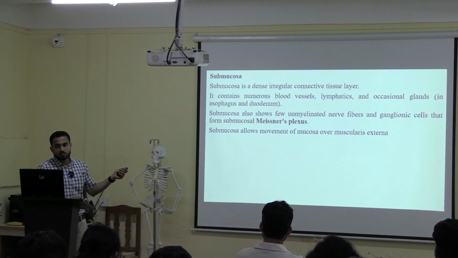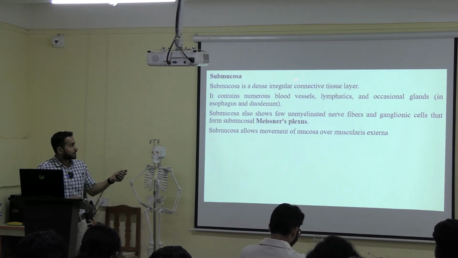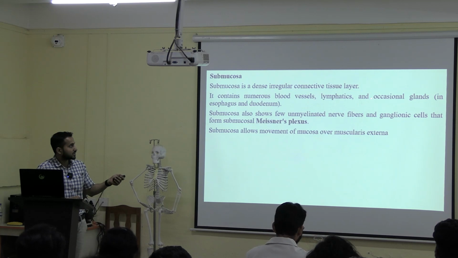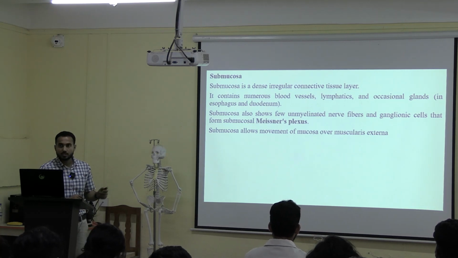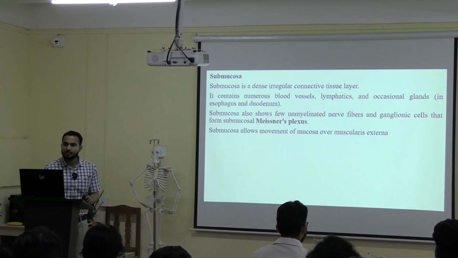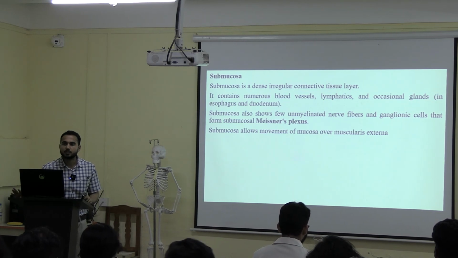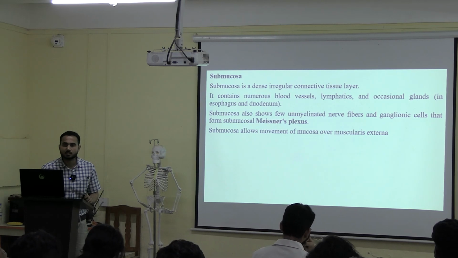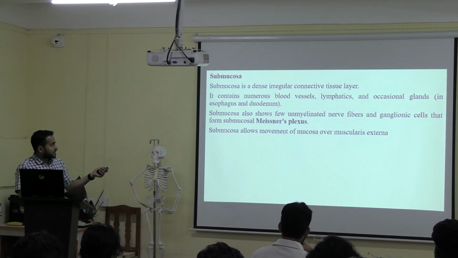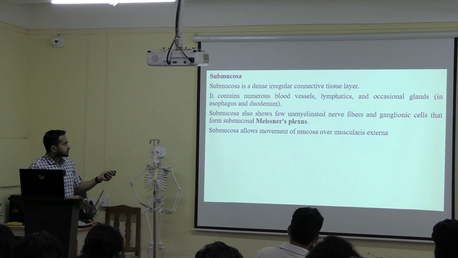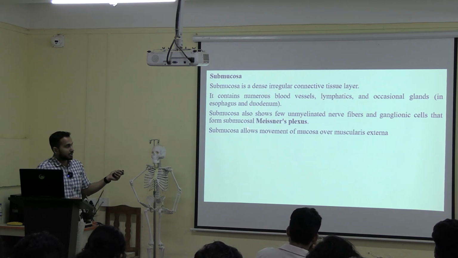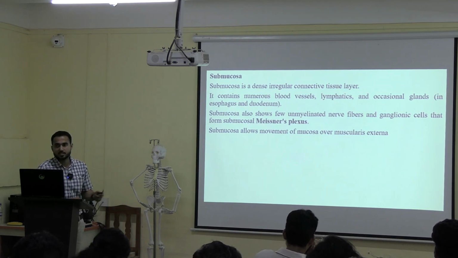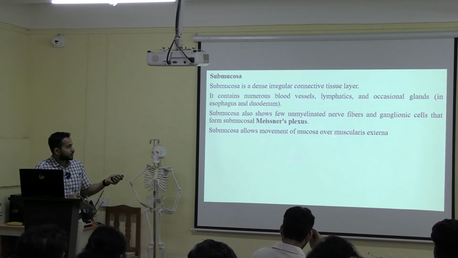Next, submucosa. The submucosa is made up of dense irregular connective tissue, where blood vessels, lymphatics, and occasional glands are present. Glands are occasionally present, not in the entire GIT. The best examples are the esophagus and duodenum, where submucosal glands are present. In the submucosa, as I already mentioned, one nerve plexus is present, called Meissner's plexus. The submucosa allows the movement of mucosa over the muscularis externa.